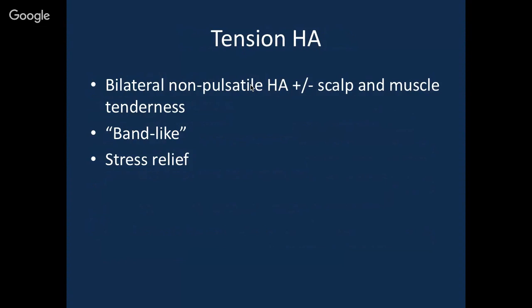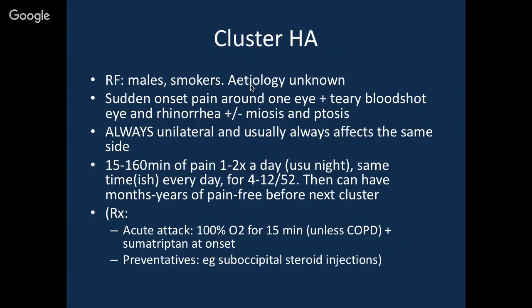Tension headache, like we said, is a bilateral non-pulsatile headache, scalp and muscle tenderness, band-like, and your management is stress relief. Cluster headaches, we already spoke about them as well. Males, smokers, we don't have an idea why this happens, but sudden onset pain around one eye, teary, bloodshot eye, and rhinorrhea, so snuffly, and they can also get meiosis and ptosis, like we said, autonomic features.